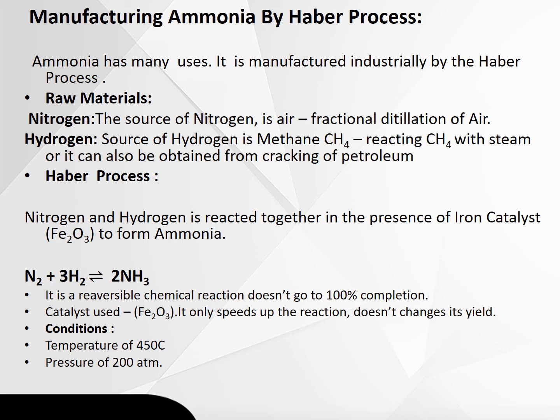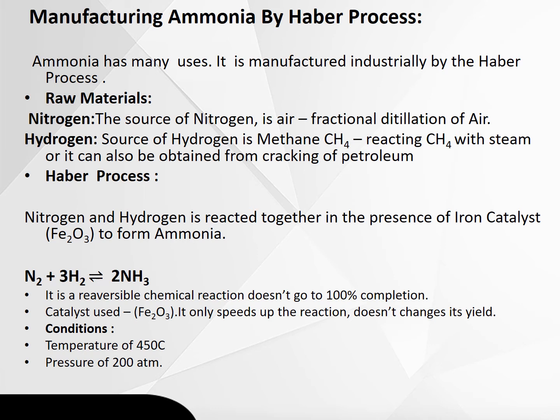Now let's discuss manufacturing ammonia by the Haber process. Ammonia has many uses. It is manufactured industrially by the Haber process. Now the raw materials which are required to prepare ammonia are nitrogen and hydrogen. The source of nitrogen is air, obtained by fractional distillation of air. You know about the fractional distillation of air, that is the separation of different miscible liquids and gases on the basis of their boiling points.